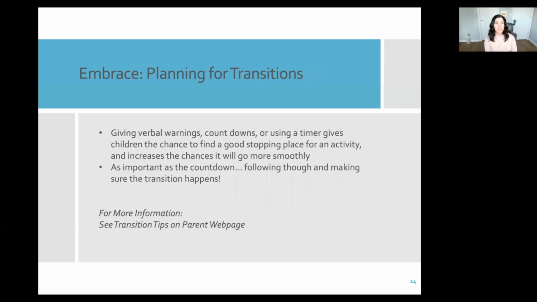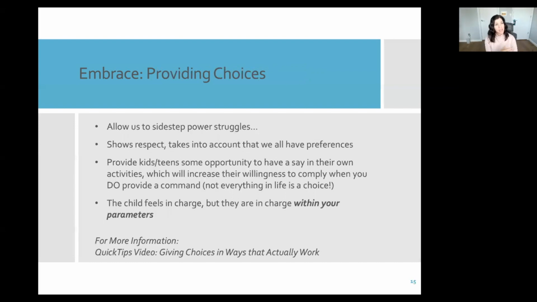We also want to embrace planning for transitions. Giving verbal warnings, countdowns, using a timer gives them a chance to find a good stopping place. And as important as the countdown itself, making sure that you follow through to ensure the transition actually happens. Embrace providing choices.